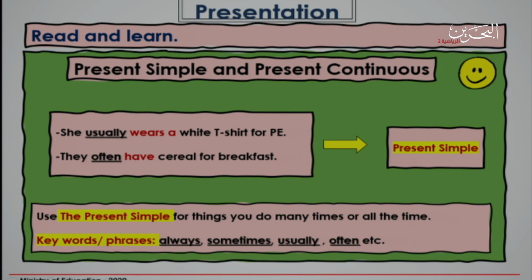See, here we have got usually. She usually wears a white t-shirt. And here we have got often. These adverbs of frequency indicate that this is a present simple.